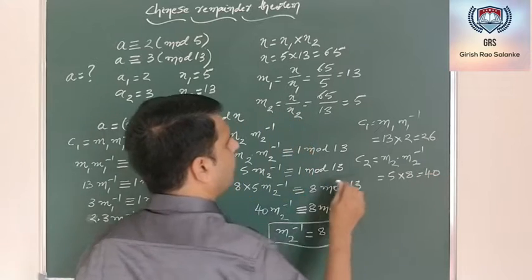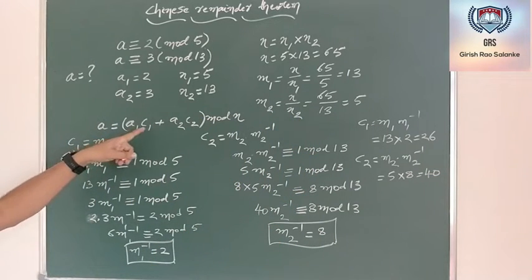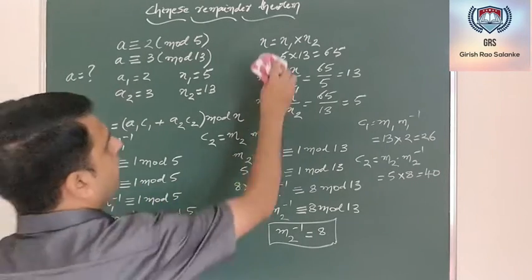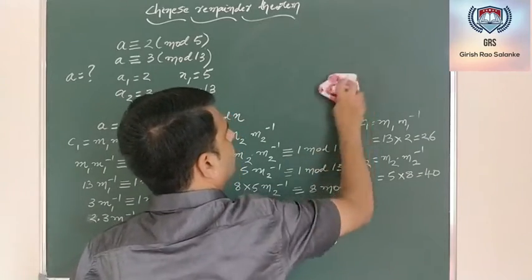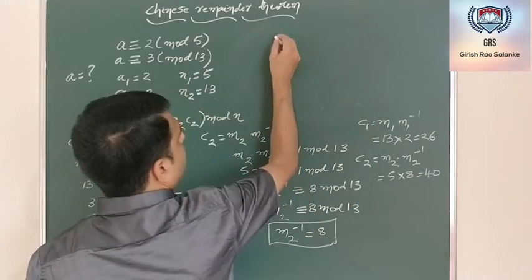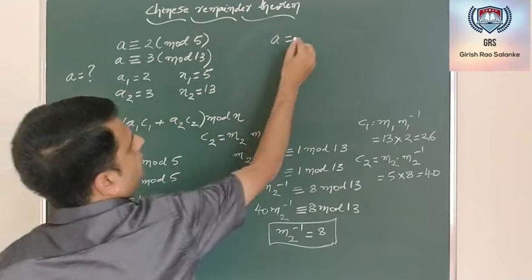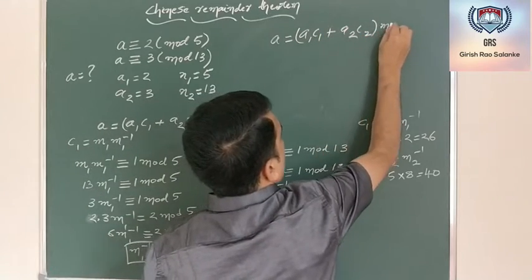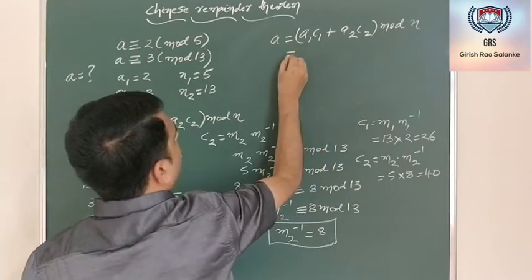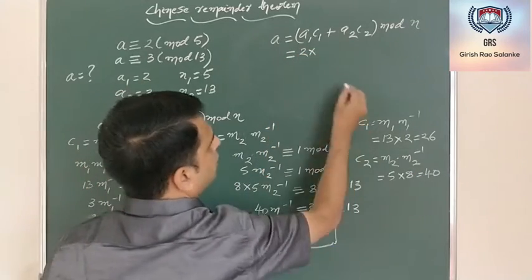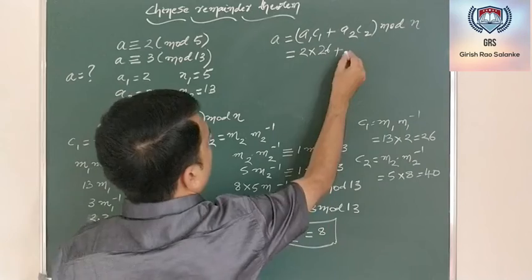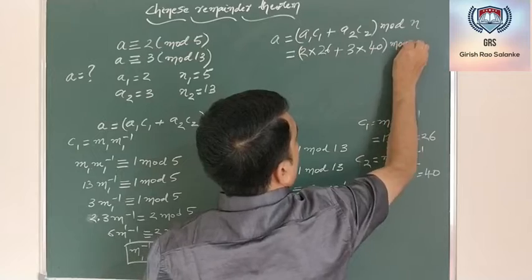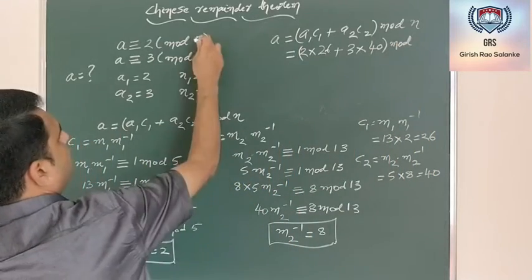Now I got everything. I got the values of C1 and C2. Now how to get the value of A? A can be calculated as A is equal to, I have written the equation here, A1 C1 plus A2 C2, whole thing mod n. Now what is A1? A is 2 into 26 plus A2, 3 into 40, whole thing mod n. What is the value of n? N is 65.